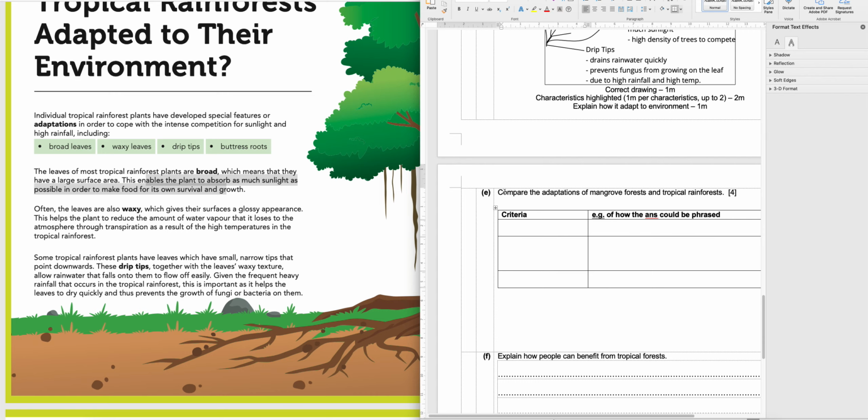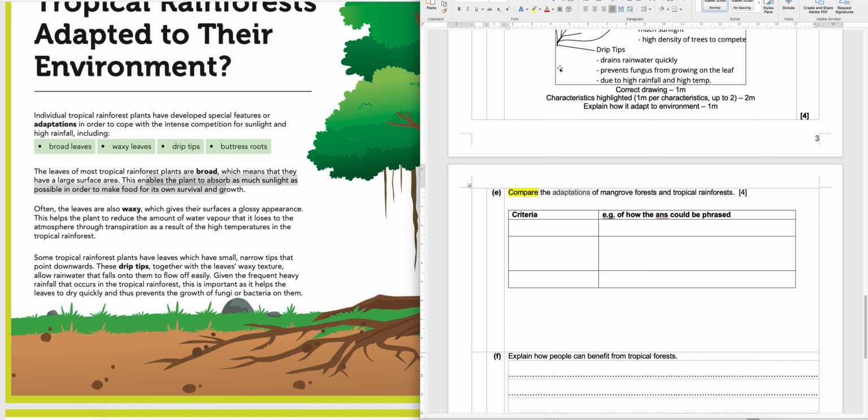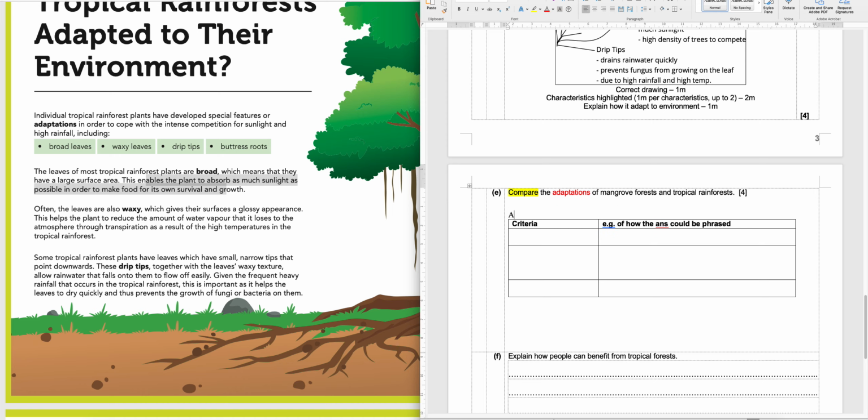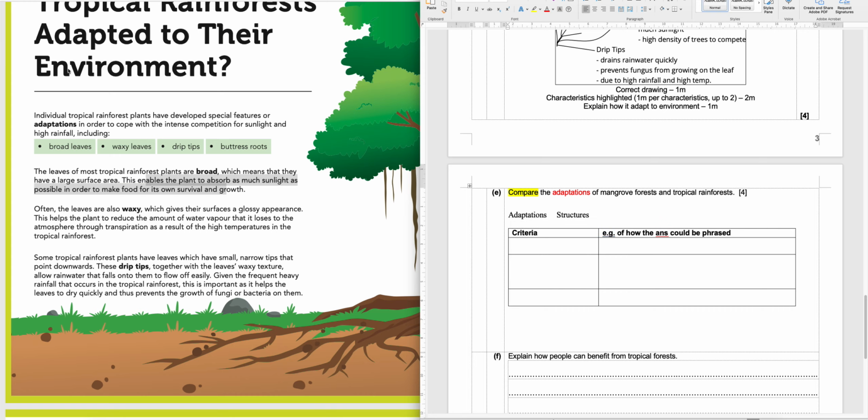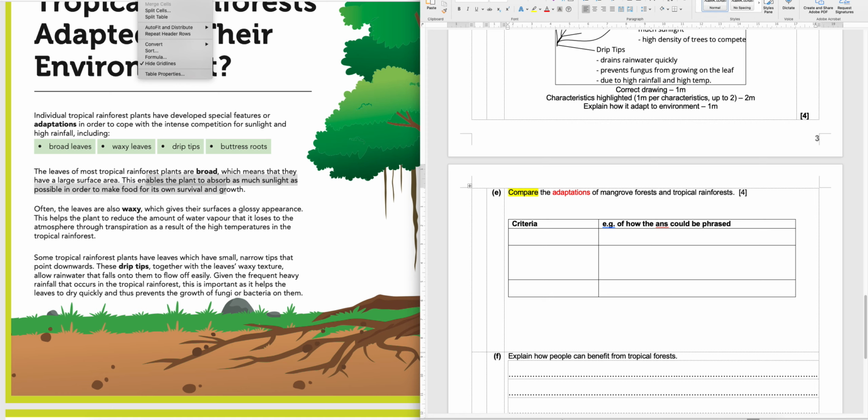Okay, we're looking at question E. Question E asks you to compare the adaptations of mangrove versus tropical rainforest. Okay, so you have learned adaptations. You also have learned structures. What are the differences? Okay, adaptations. Wait, let me just put this in the table.